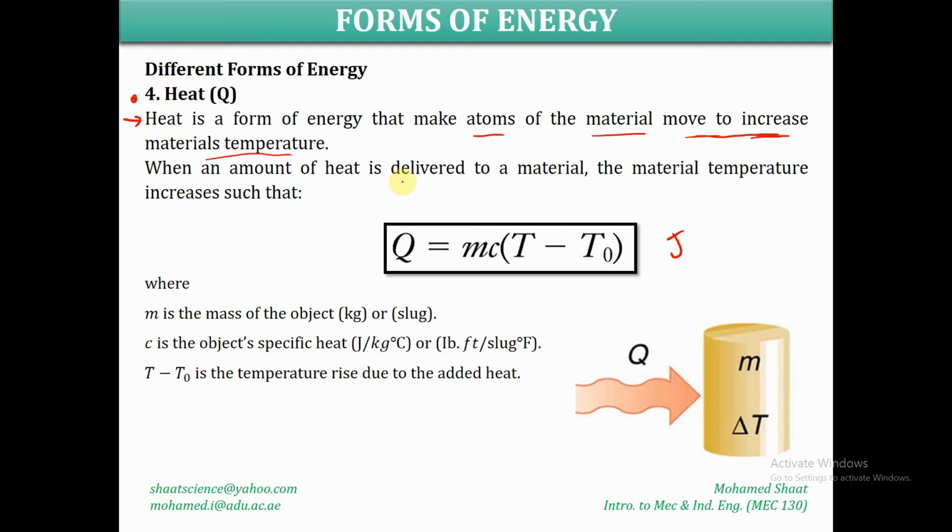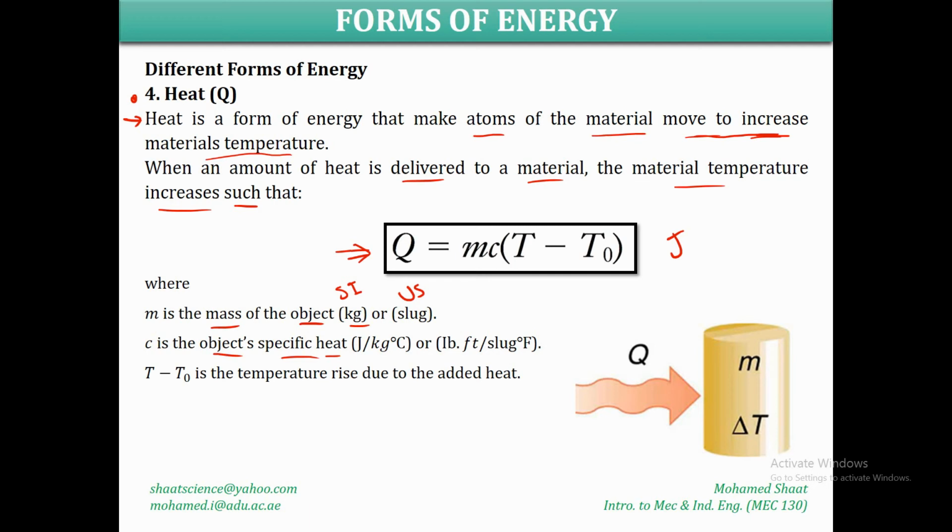When an amount of heat is delivered to a material, its temperature increases according to this expression: Q, the amount of heat sent to the material, equals m, the mass of this solid object, which should be in kilograms in the international unit system, or slugs in the US unit system, times c, the object's specific heat. The specific heat is a material property that depends on the material type. You can understand it as the ability of the material to absorb and make use of heat to increase its temperature.